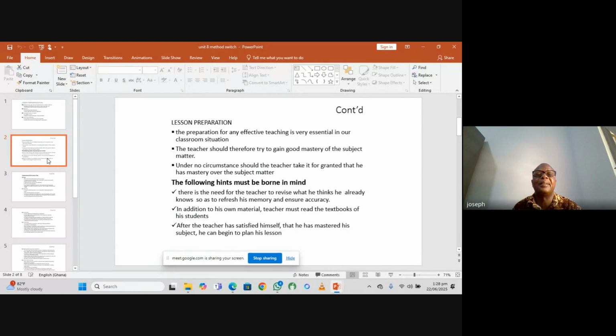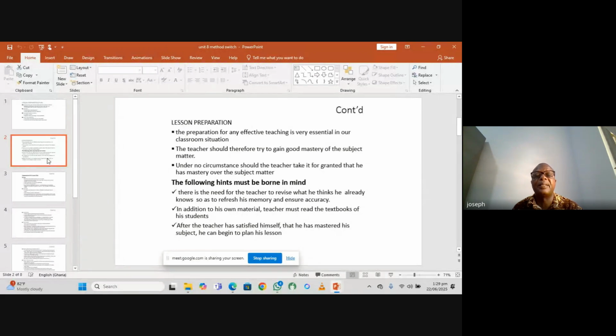If you don't plan, if you enter the classroom and you see that you have not prepared for the class, but you are forced to teach. So we have to plan before we enter the classroom. The teacher should therefore try to gain good mastery of the subject matter he or she is going to present. Under no circumstances should the teacher take it for granted that he has mastery over the subject matter and therefore will not prepare, will not plan, put himself or herself together before he faces the learners.